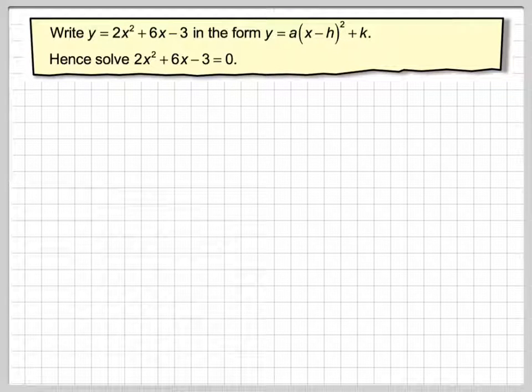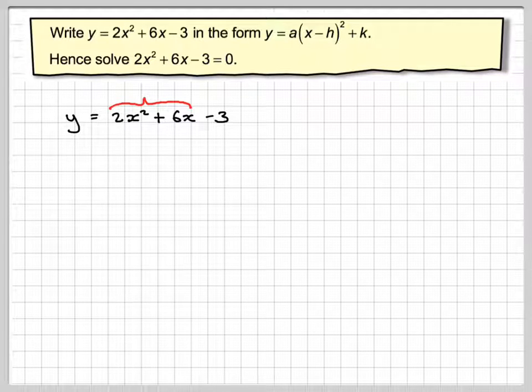Okay, we're now going to write 2x squared plus 6x minus 3 in the form y is equal to a(x minus h) all squared plus k, and then solve 2x squared plus 6x minus 3 is equal to 0. Now this is harder than the previous video because the number in front of x squared is no longer 1, it's 2. So how will we do this? Well, we've got y is equal to 2x squared plus 6x minus 3. There's one extra step here.